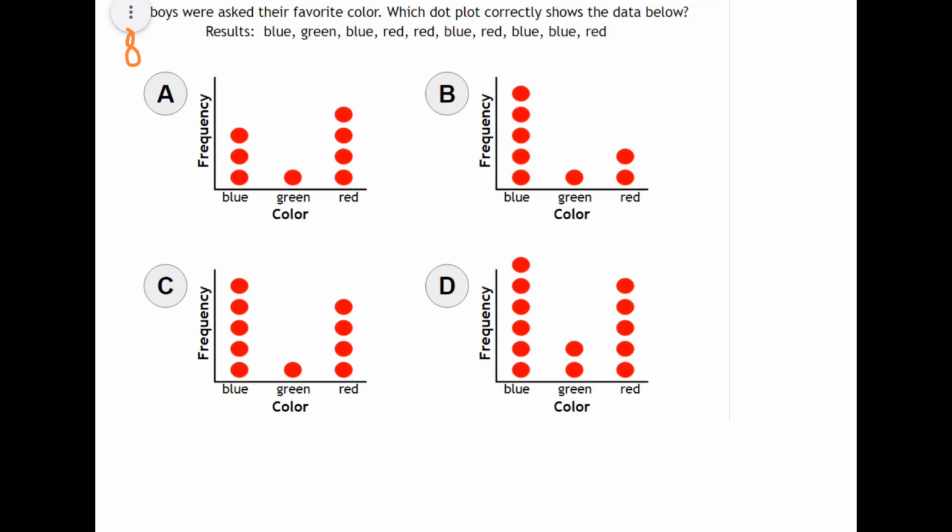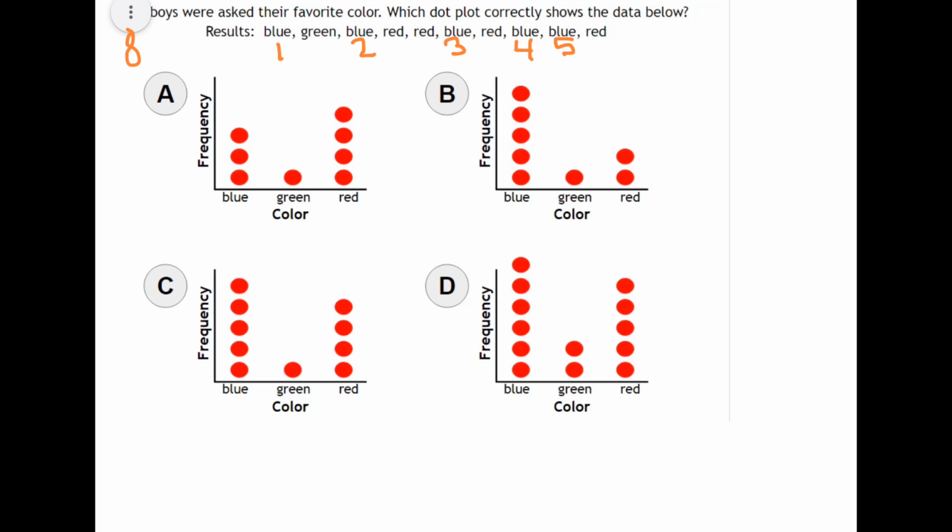8 boys were asked their favorite color. Which dot plot correctly shows the data below? I wrote in the number 8 there because it's blocked by that little circle. Here are our results: blue, green, blue, red, red, blue, red, blue, blue, red. What you need to do is underline or count how many blues there are. So I would go 1, 2, 3, 4, 5.